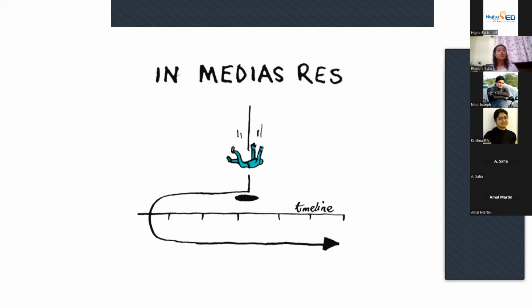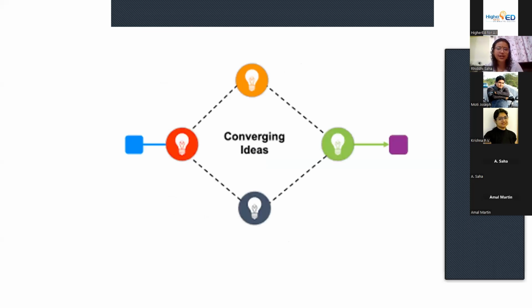But the thing is, you shouldn't give too much detail. If you give too much detail, then the audience will know where this is going. So you shouldn't give that. The next one is converging ideas. Converging ideas basically means, as you see those light bulbs, they are basically your brain's bulb. So multiple ideas coming together to form one consolidated thought process, to give you one consolidated realization.